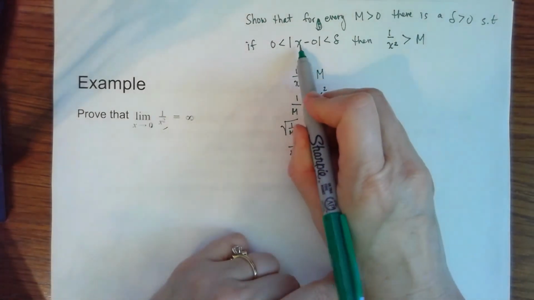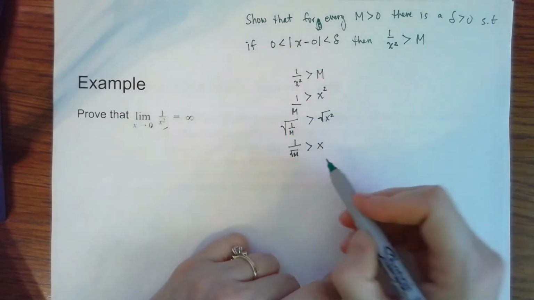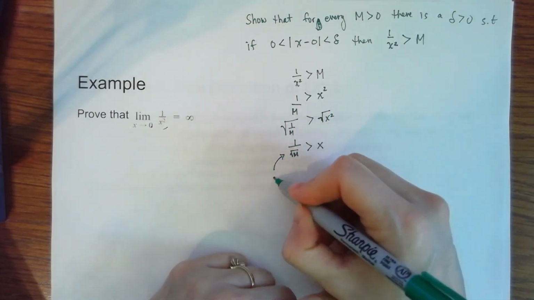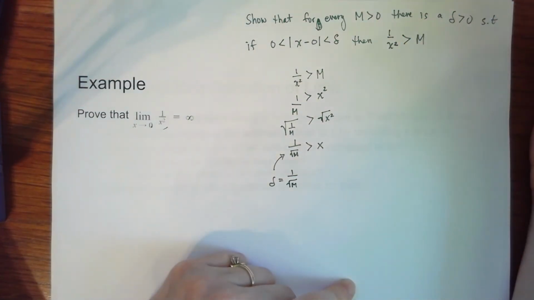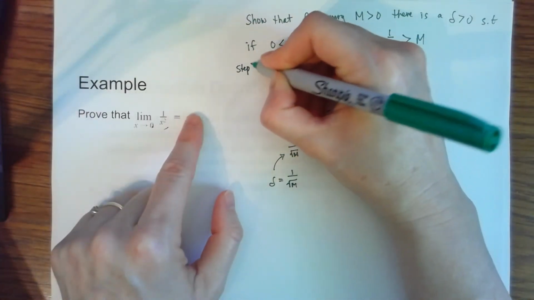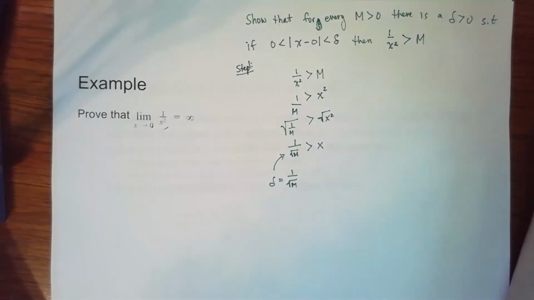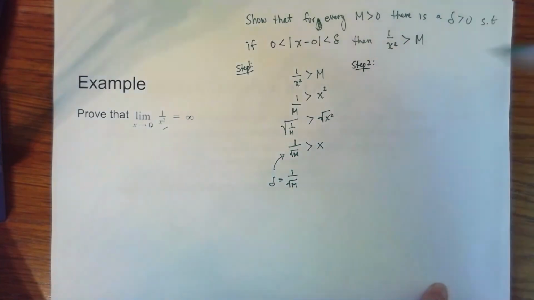So if you look at that, I just want x to be less than delta. How should I choose delta? Well, I'm going to choose delta to be 1 over the square root of m. I'm not going to bother rationalizing it. I'll just leave it like that. So that was our first step, to choose wisely. Now I've chosen, and step 2 is to show that it works.